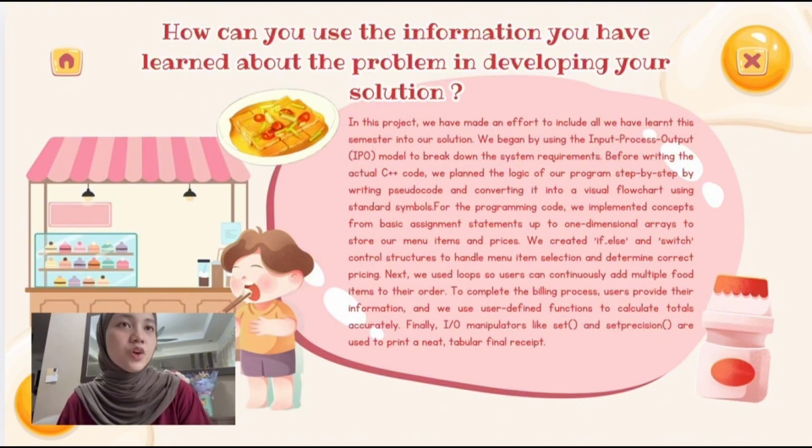For the programming code, we implemented concepts from basic assignment statements up to one-dimensional arrays to store our menu items and prices. We created if-else and switch control structures to handle menu item selection and determine correct pricing. Next, we use loops so users can continuously add multiple food items to their order. To complete the billing process, users provide the information and we use defined functions to calculate the total accurately. Finally, I/O manipulators like setw and setprecision are used to print a neat tabular final receipt.